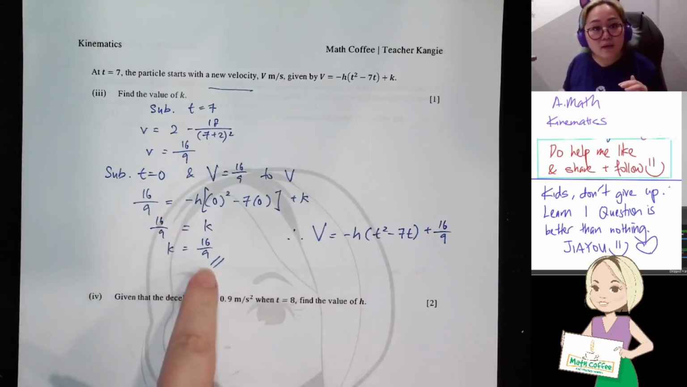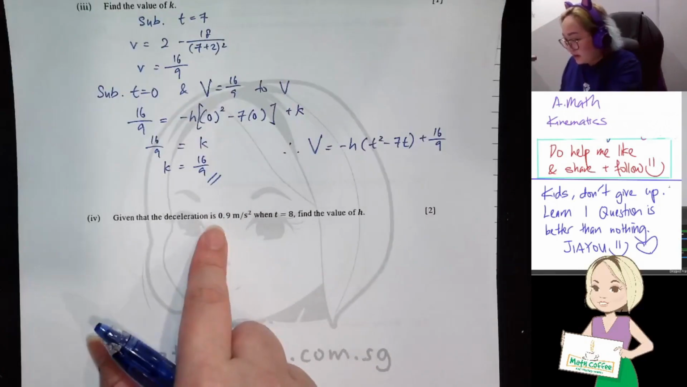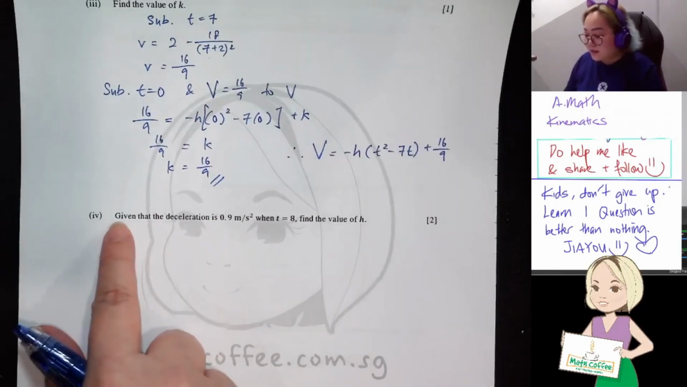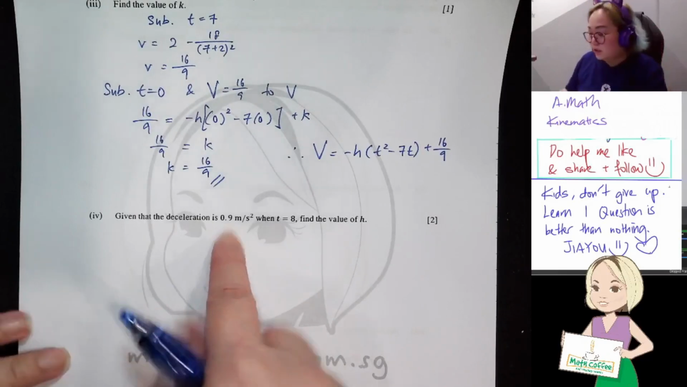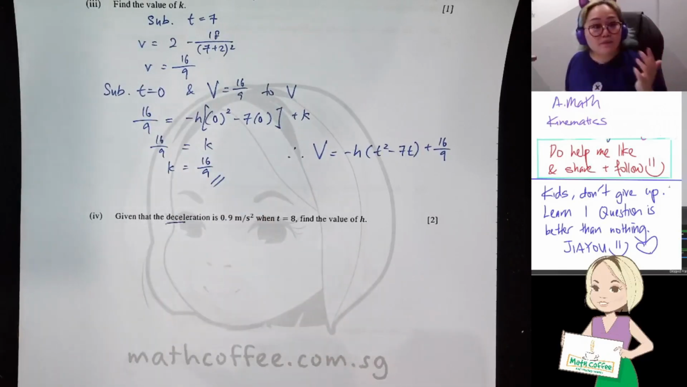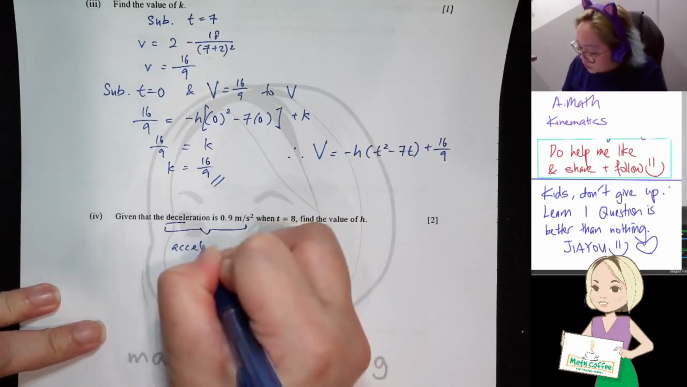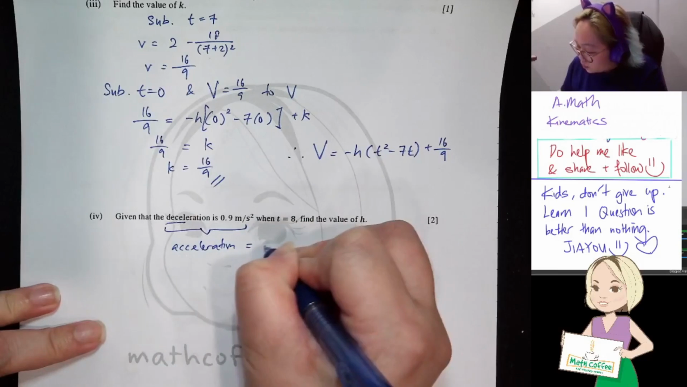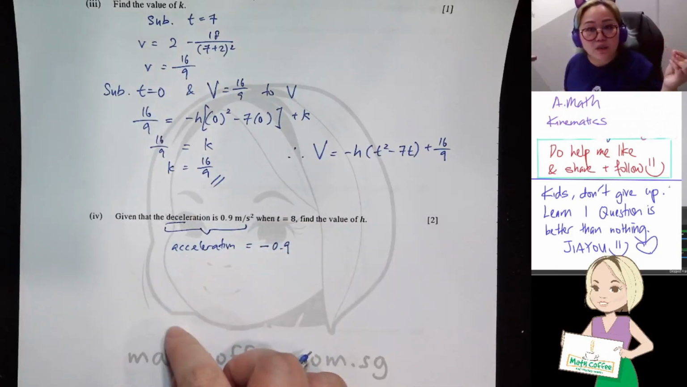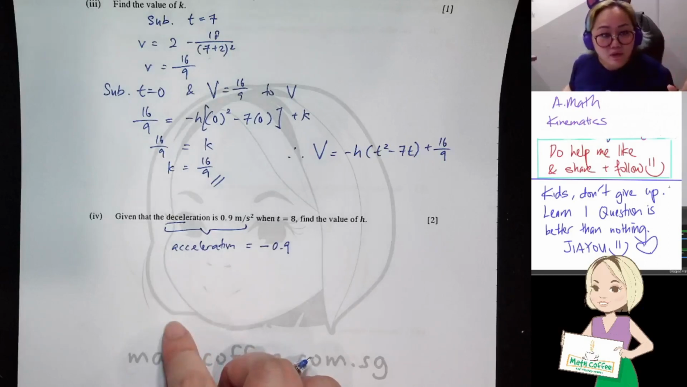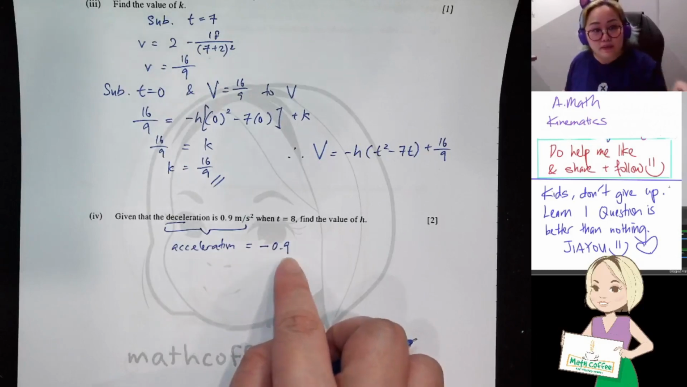Okay, so once we have that, now they say given that the deceleration is 0.9. Okay, take note. Do you see that this is deceleration? This tells me that my acceleration is equal to minus 0.9. The deceleration represents negative acceleration, so it is negative 0.9.